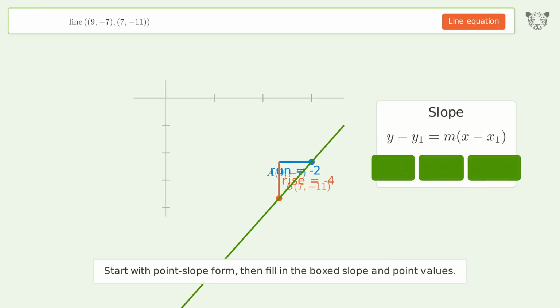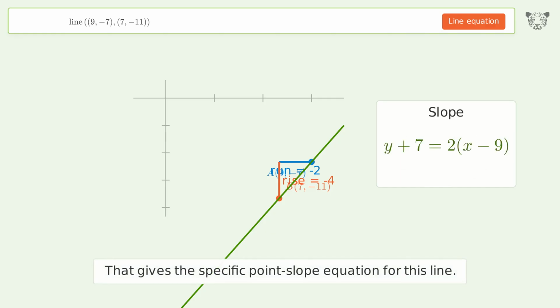Start with point slope form, y minus y1 equals m times x minus x1. Then fill in the boxed values, slope is 2, x1 is 9, and y1 is -7. That gives the specific point slope equation for this line.